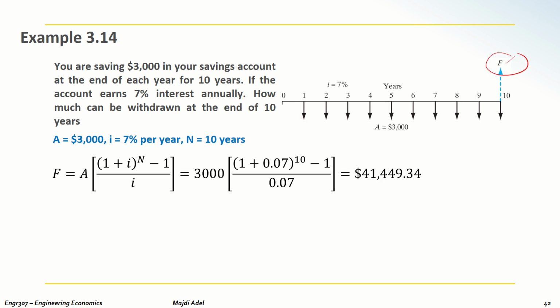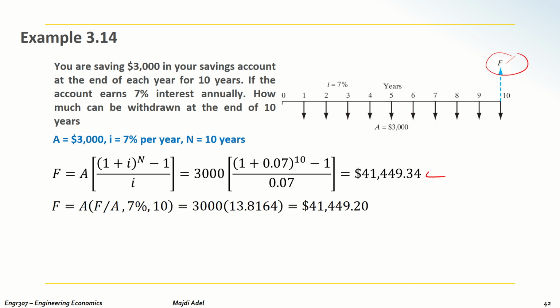F equals A times (1 plus i) to the power n minus 1 over i. Plug in the numbers, you will get $41,449. Or using the interest tables, calculate F given A at 7% and 10 years using the 7% interest table at n equals 10, we can get this factor, which is equal to 13.8164, multiplied by 3,000. You will get approximately the same answer. The slight difference is due to approximation or rounding in the factor.